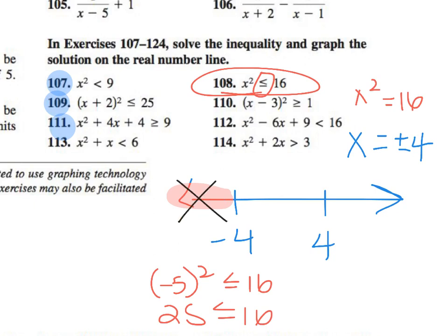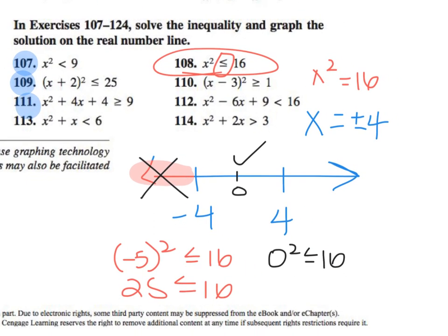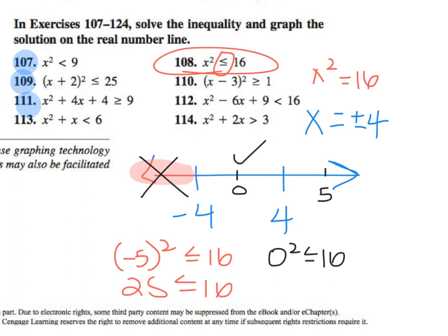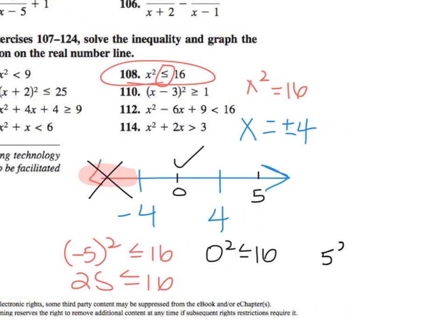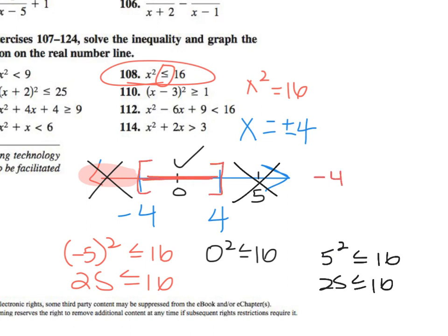Then I would plug in something in between -4 and 4. Make it easy on yourself, like 0. Is 0 squared less than or equal to 16? Yep, this section works, which means usually it's every other. So when I plug in 5, I expect it not to work. 5 squared less than or equal to 16. 25 is not less than or equal to 16, so that does not work. So then my correct range is that middle range, and because my initial problem says less than or equal to, they get brackets. So my answer would be -4 is less than or equal to x, which is less than or equal to +4. Emily?